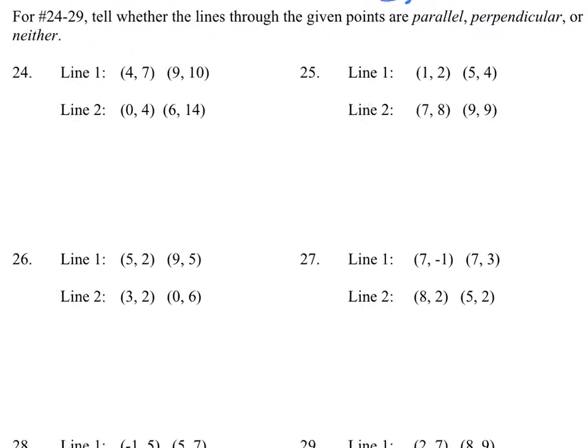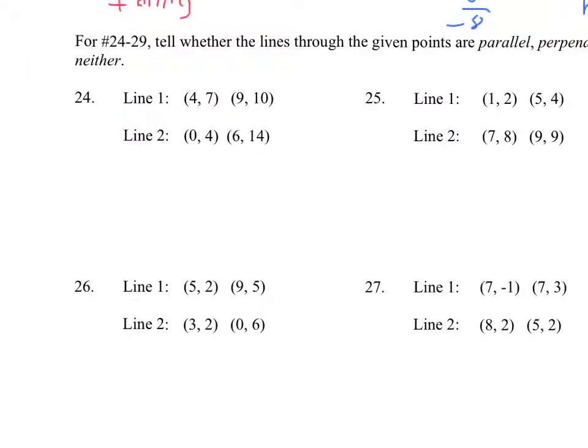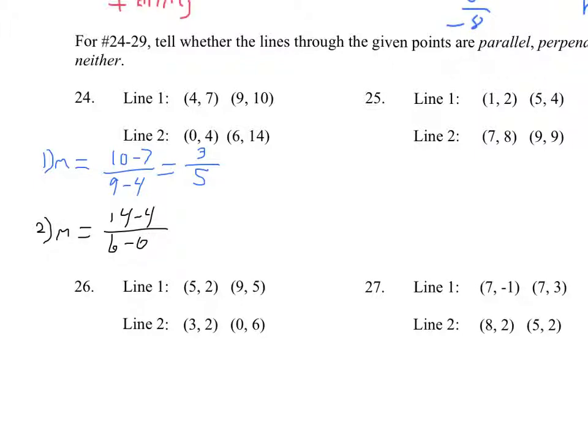So let's look at number 24 here. And we got line 1 and line 2. So let's find the slope of line 1. Line 1 passes through these points. So I'm going to do 10 minus 7 and 9 minus 4. So the slope of this first line is 3/5. Now let's find the slope of the second line, line number 2. I'll do 14 minus 4 on top, 6 minus 0 on bottom. And so I get 10 over 6. And reduce that, you get 5/3.